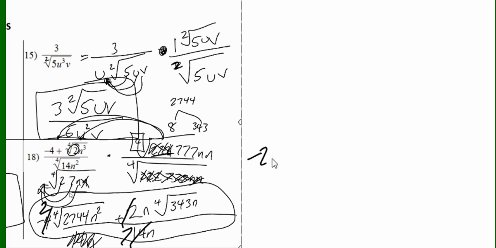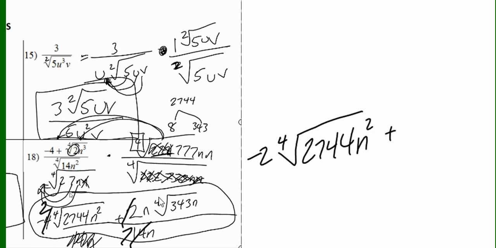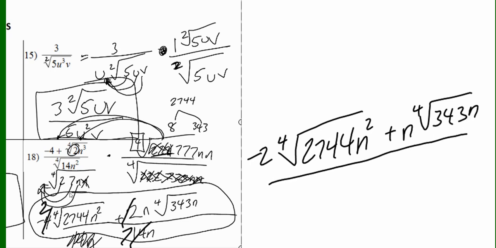So I get -2 times the fourth root of 2744 n squared plus, now I took away that 2 there, so that's just an n. And then I get the fourth root of 343n. 343n, okay? It's my numerator. And then my denominator, I took away the 14, made it a 7, so that's a 7n.